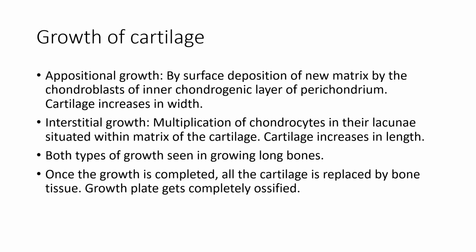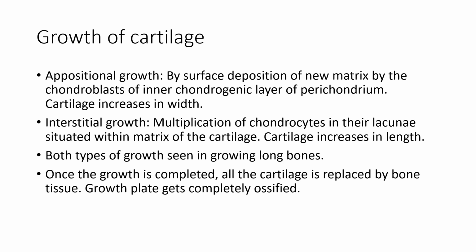So when the chondroblast in the chondrogenic layer of perichondrium divide, and when they deposit new matrix, there will be growth of cartilage, and cartilage will increase in width. So such type of growth is known as appositional growth, which mainly occurs due to the deposition of new matrix by chondroblast present in cellular layer of perichondrium.